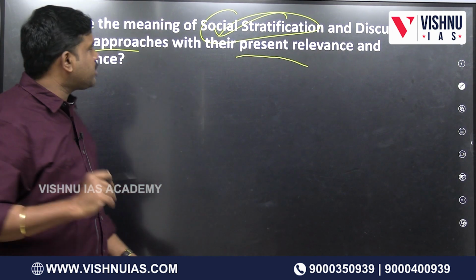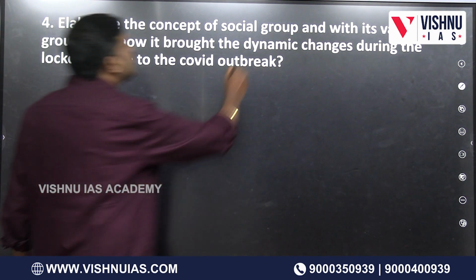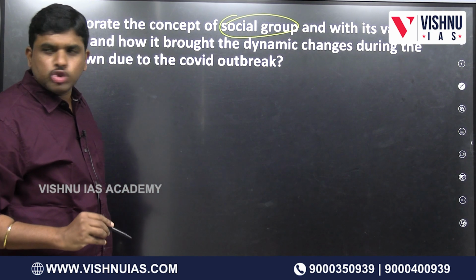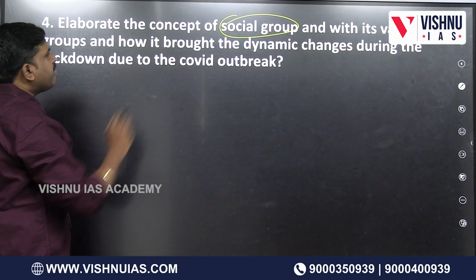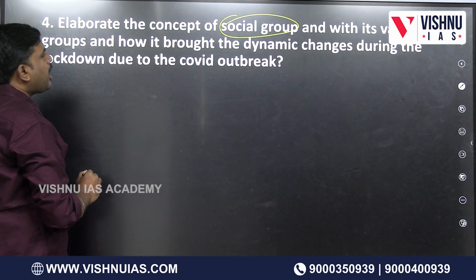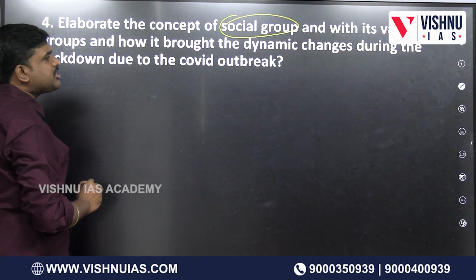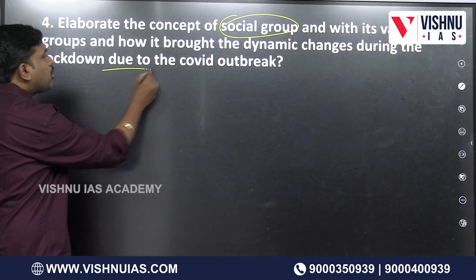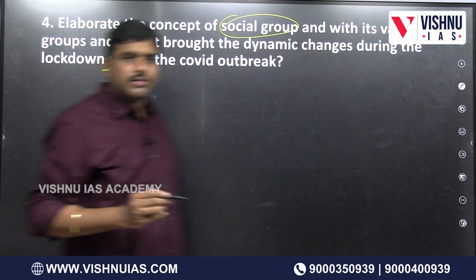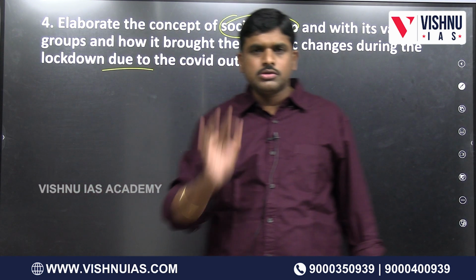Got it? 4th question we will see. Elaborate the concept of social group with its various types, bring out examples of social groups, and how it brought dynamic changes during the lockdown due to the COVID outbreak. Very currently relevant question. So, first you will write.